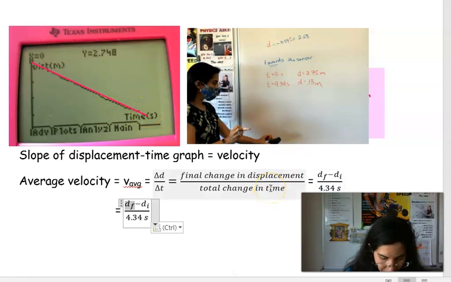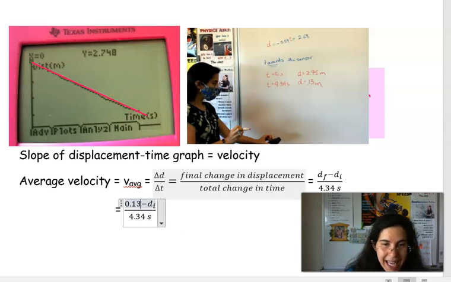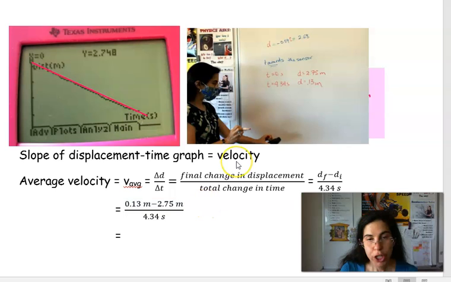Now plug in the final displacement, the one at the end of the line, when Eitan was almost back at the sensor, and the initial displacement of where he started all the way at the beginning, and you should get your average velocity. Type it into your calculator, press enter, see what you get. Check your numbers. Are they what they should be?